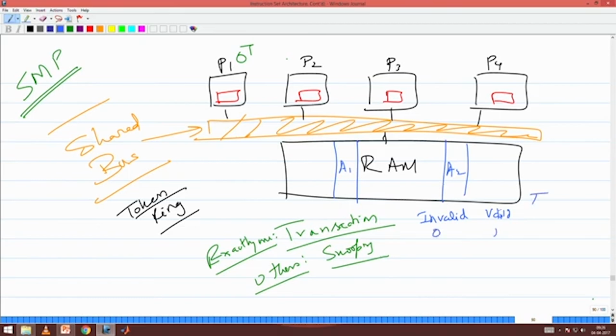Now we will have 3 states. Every cache line that had 2 states earlier will now have 3 states. What are those states? First, invalid. Then we will have something called shared, then something called exclusive. So we have 3 states here: invalid, shared, and exclusive. Now what is invalid? Whatever entry is stored in this cache line is junk.